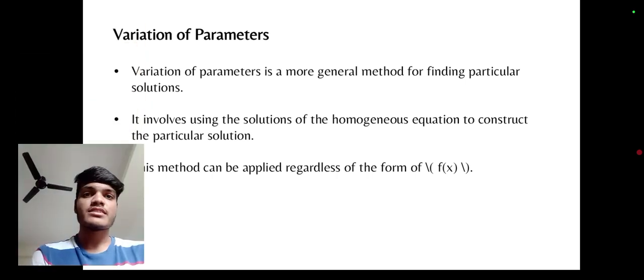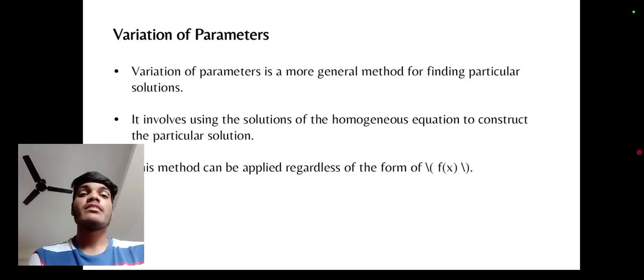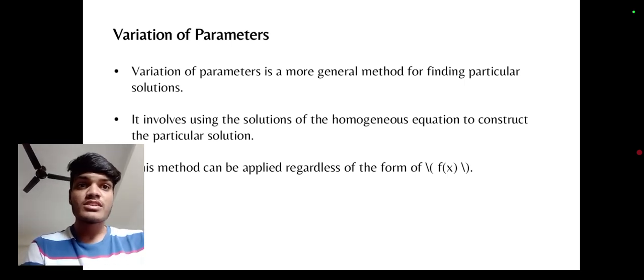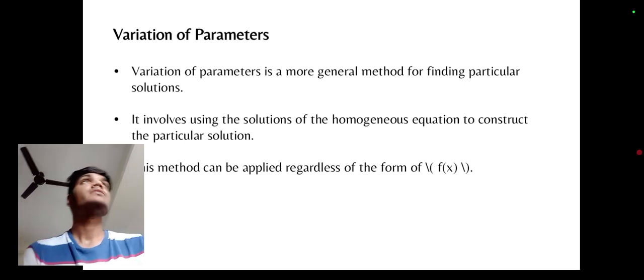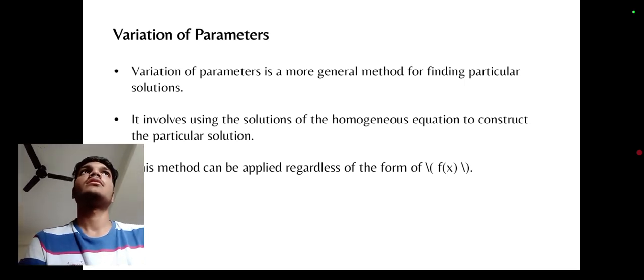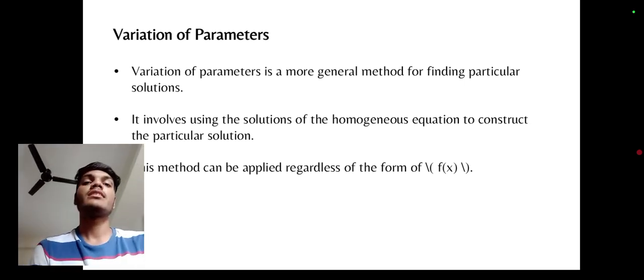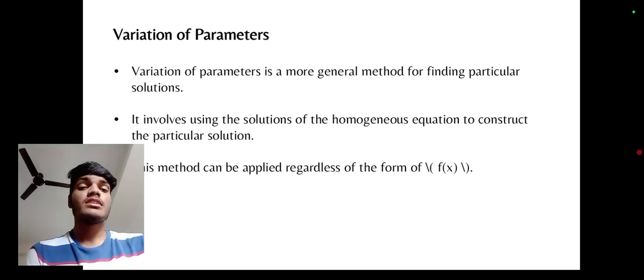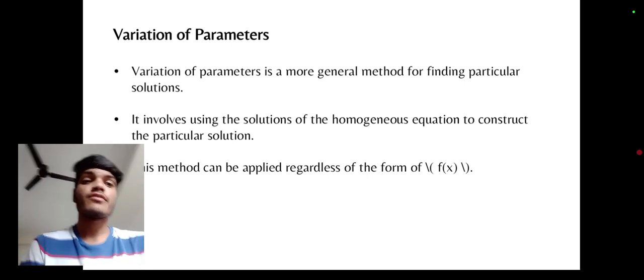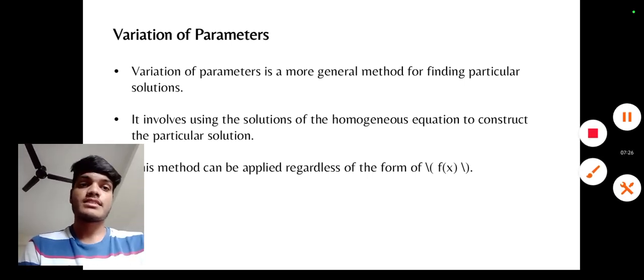Variation of parameters is a more general method for finding a particular solution. It helps to find the particular solution. It involves using the solutions of the homogeneous equation to construct the particular solution. This method can be applied regardless of the form of f(x).